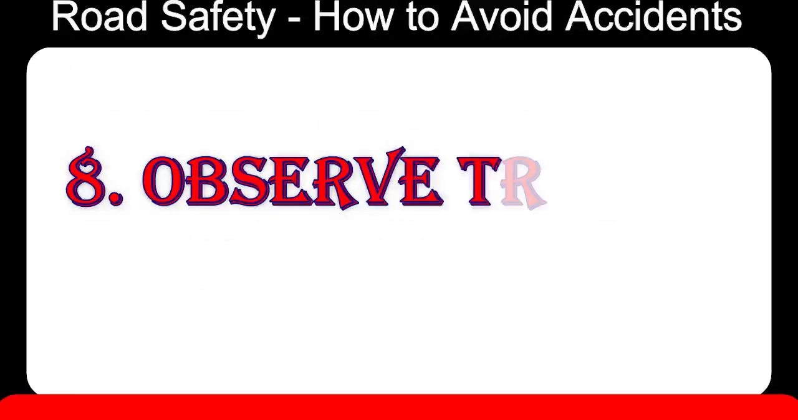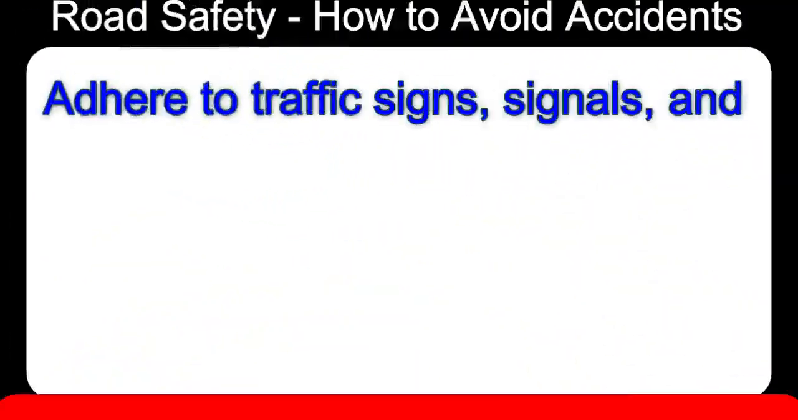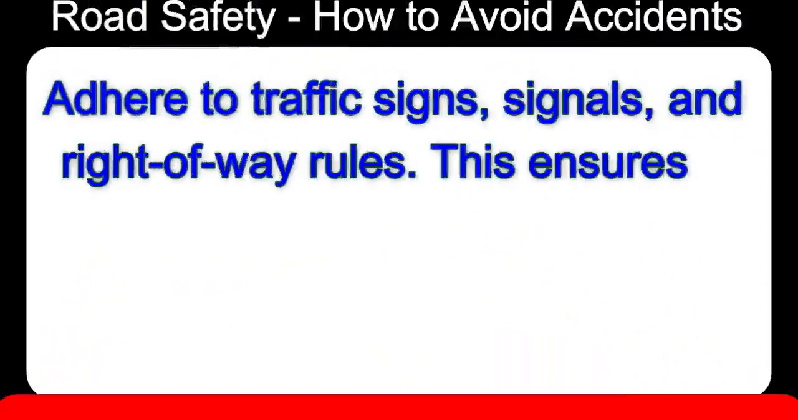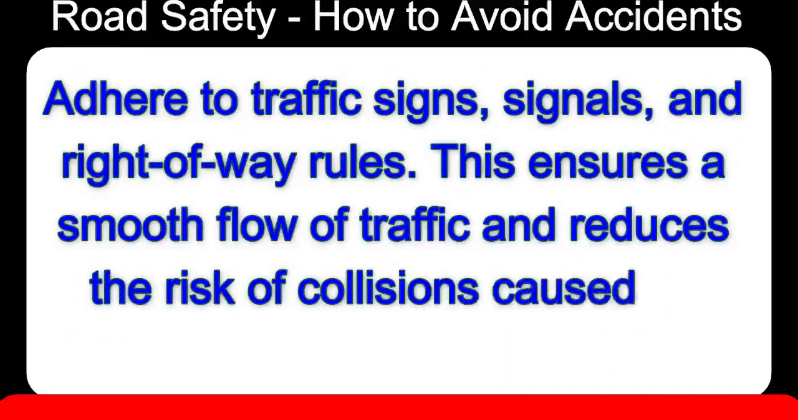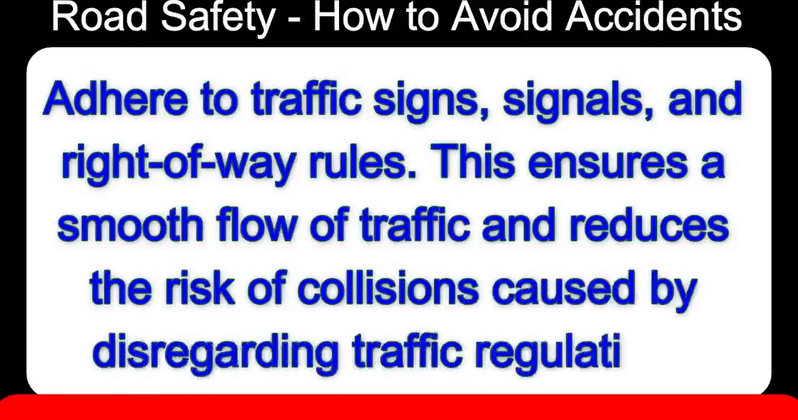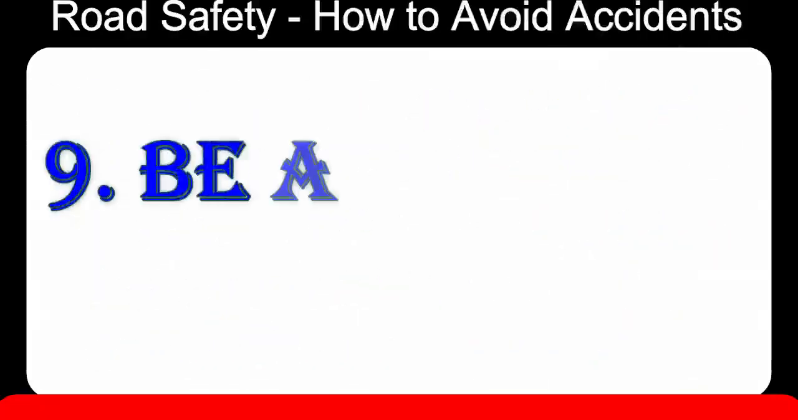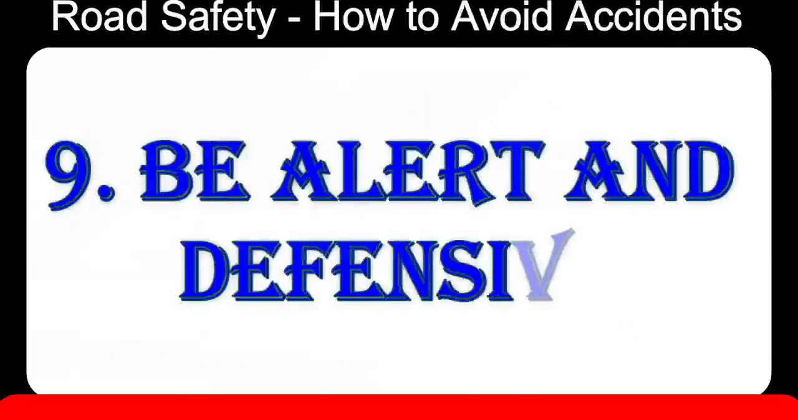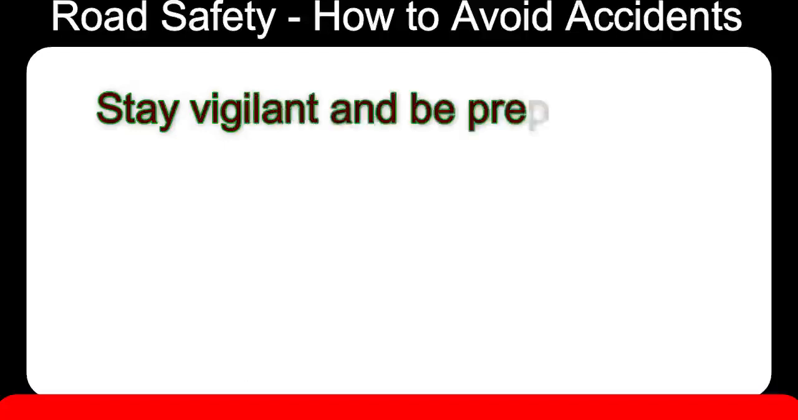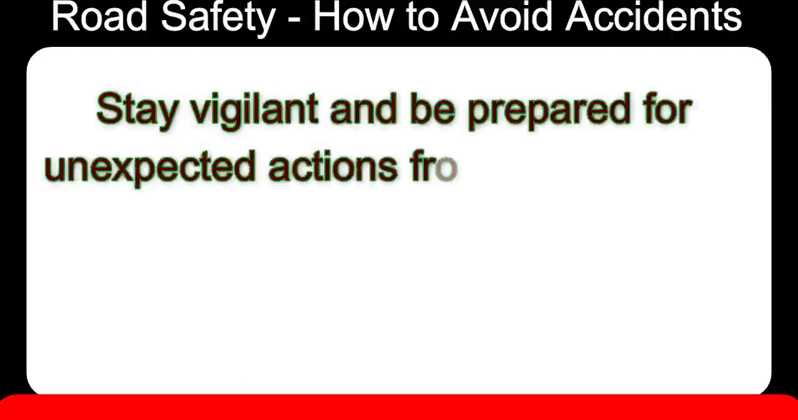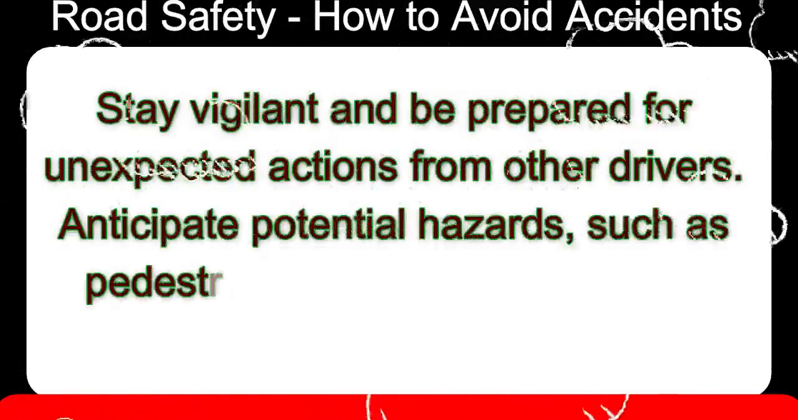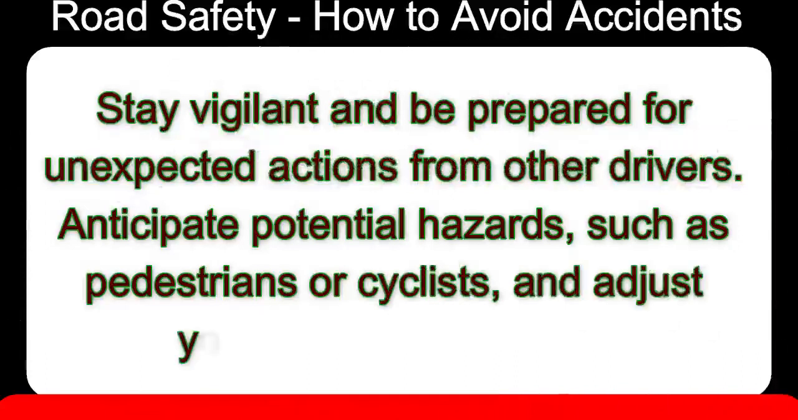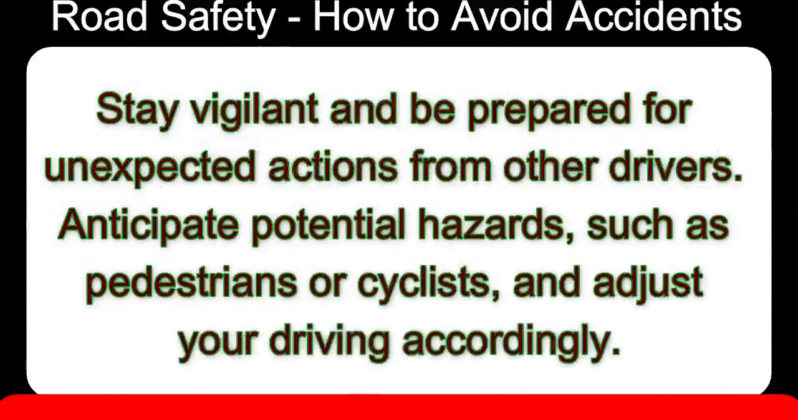Point number 8, observe traffic rules. Adhere to traffic signs, signals, and right-of-way rules. This ensures a smooth flow of traffic and reduces the risk of collisions caused by disregarding traffic regulations. Point number 9, be alert and defensive. Stay vigilant and be prepared for unexpected actions from other drivers. Anticipate potential hazards such as pedestrians or cyclists and adjust your driving accordingly.